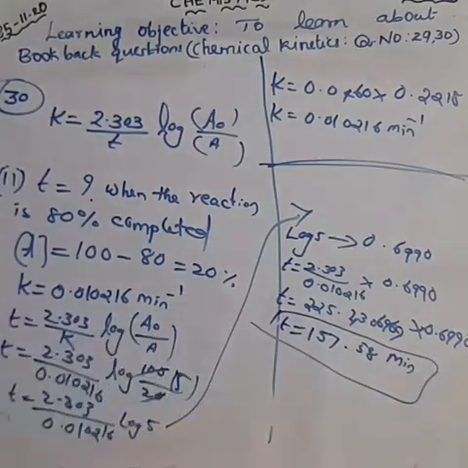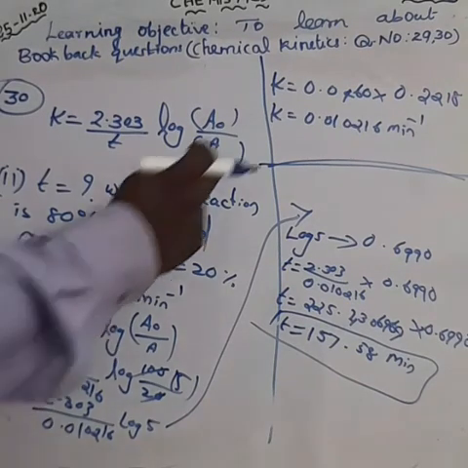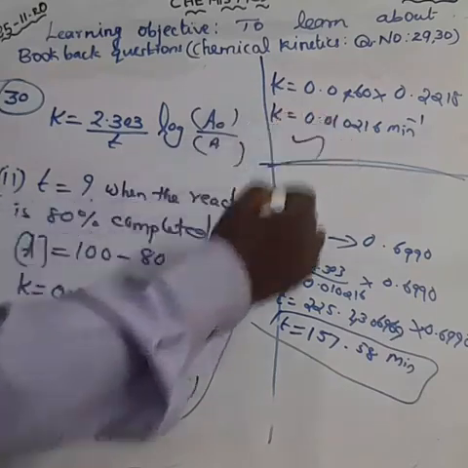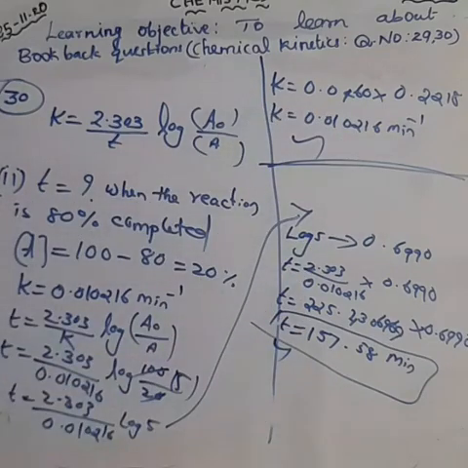So this problem is over. Clear? K value we found, and T also we found. How much time is required? That is about 157.58 minutes. The time at which the reaction will be 80% complete is 157.58 minutes.